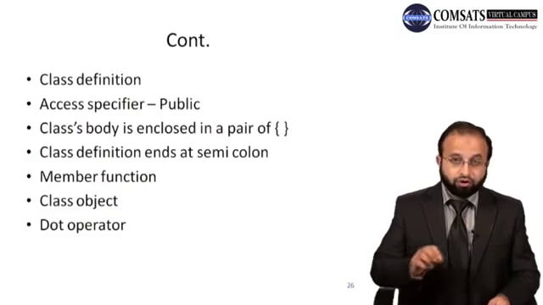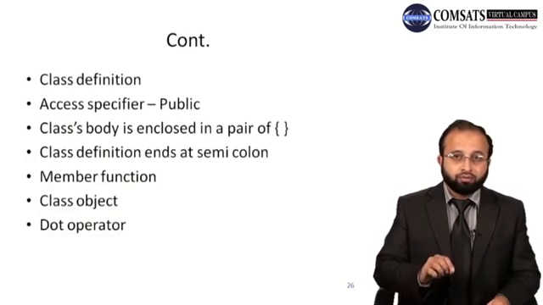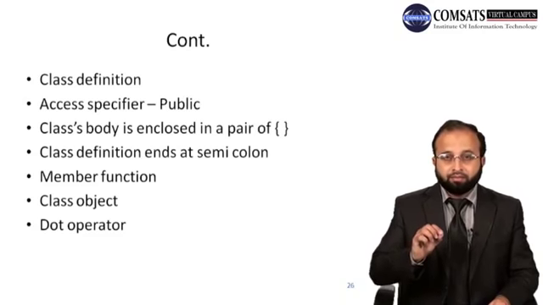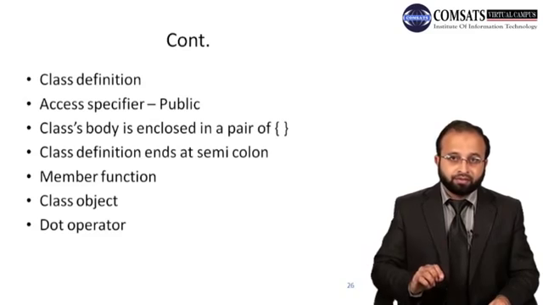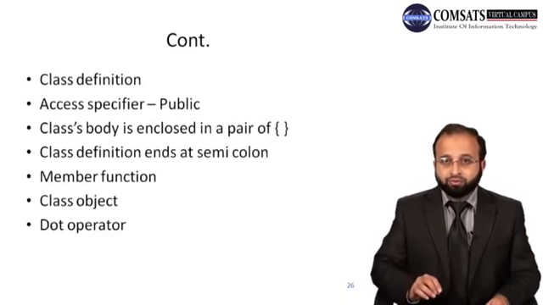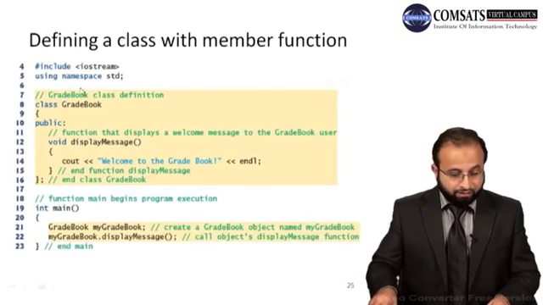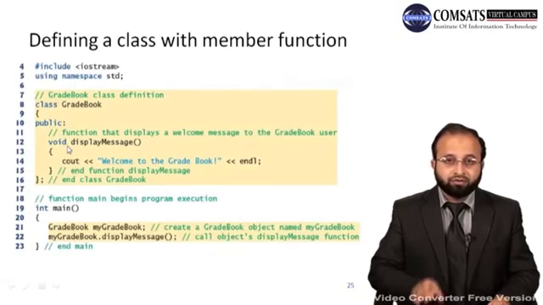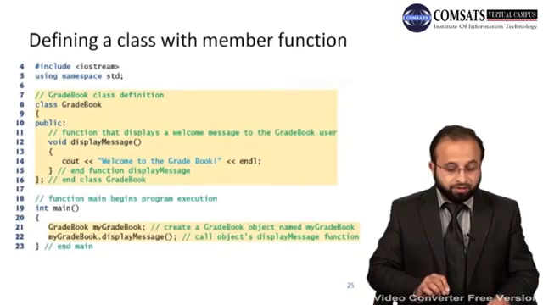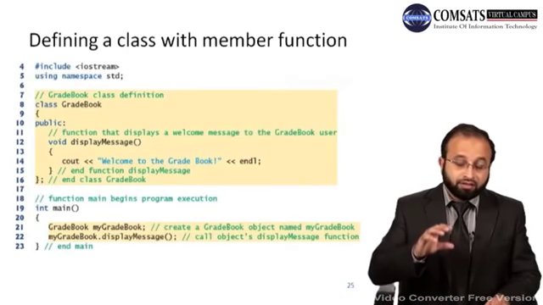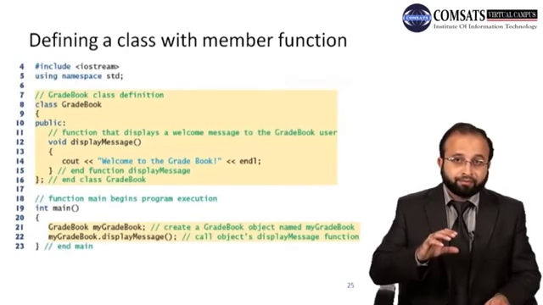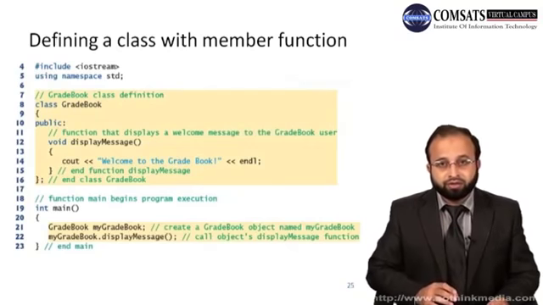Then we have seen a class object, what the objects of the class are, and the dot operator. The dot operator is used with the object to access the public member function of that class. Let me repeat it. The dot operator is used with the object of that class to access the public member function of that class. Everything that is public is accessible outside the class, but using the object.